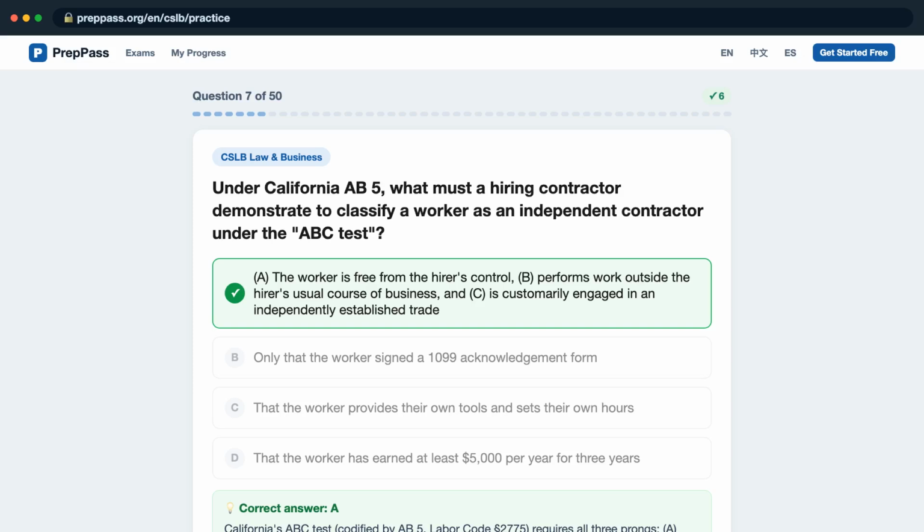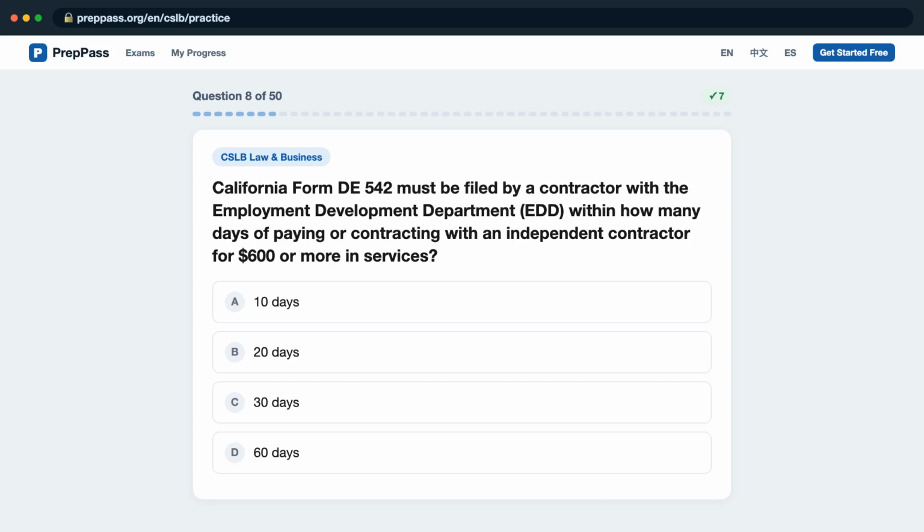California's ABC test, codified by AB 5, Labor Code Section 2775, requires all three prongs: A, freedom from control; B, work outside the usual course of the hirer's business; and C, independently established trade. Failing any prong defaults the worker to employee status, unless an exception applies, in which case the older Borello multi-factor test may apply.